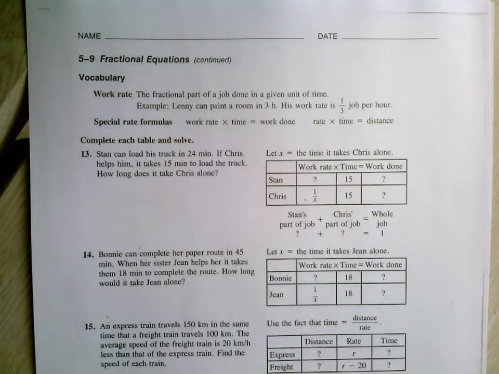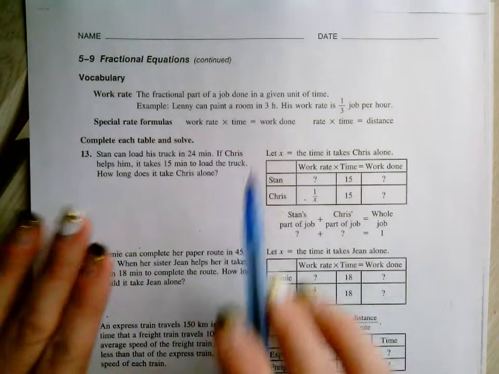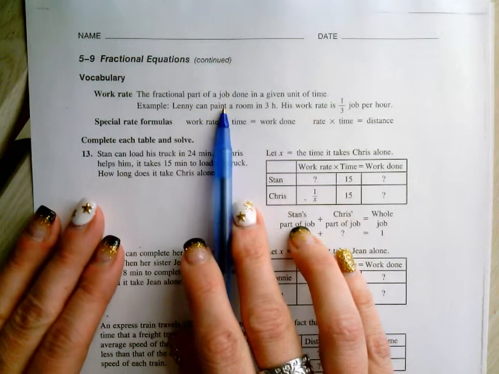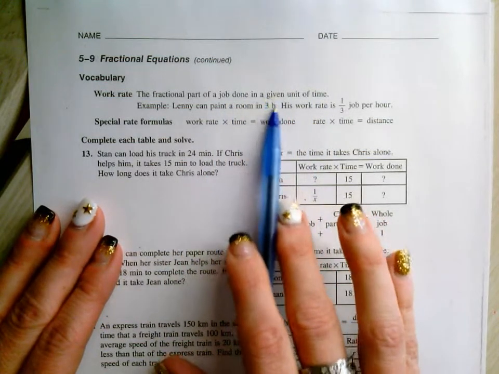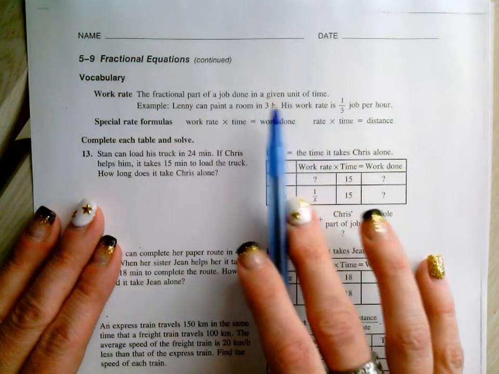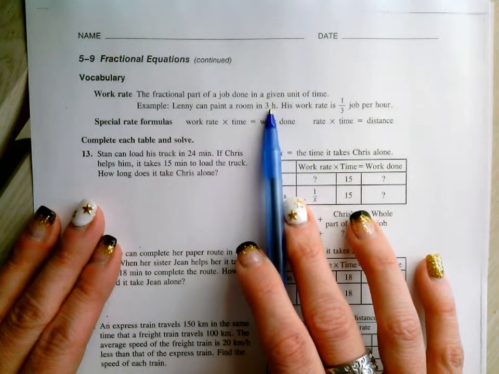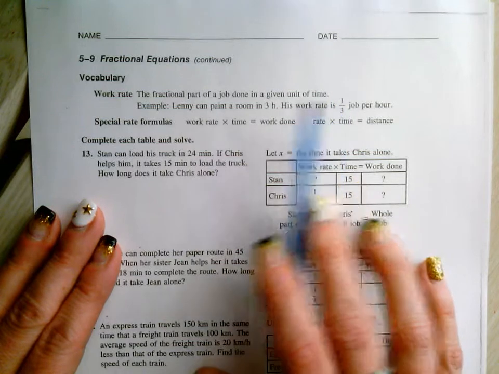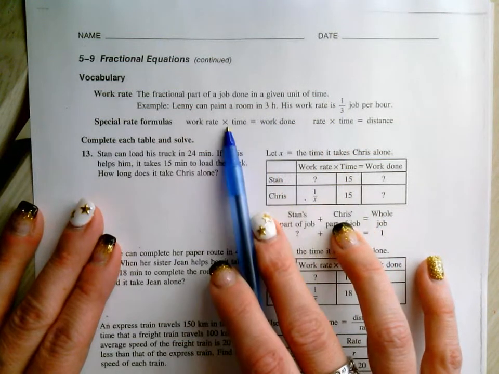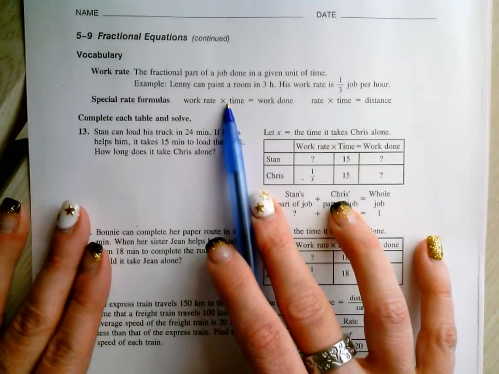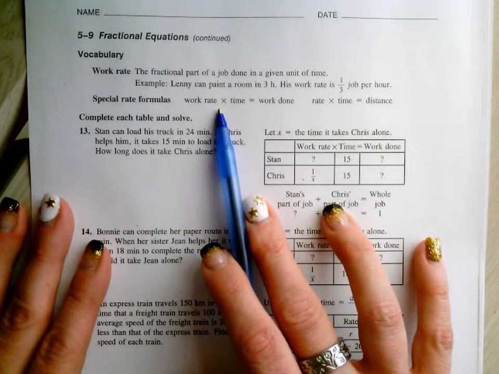But in some cases, the job is the item, and if we know how long it takes to do the job, then the person's rate per hour would be 1 over that time, okay? Now, a formula that's not in your book that really should be is this.